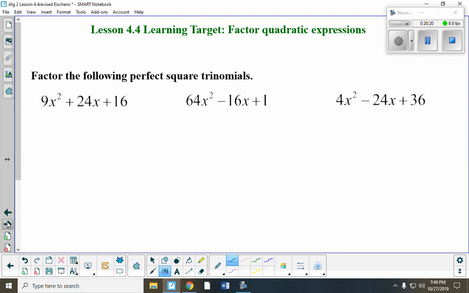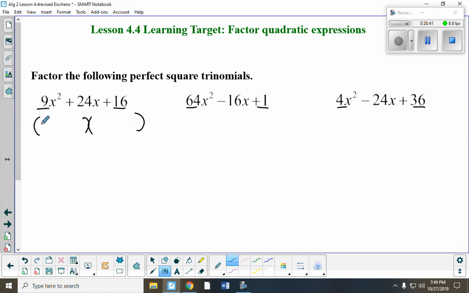Now, in these problems, these are called perfect square trinomials because if you look at the first term and the last term, they are perfect square numbers. Look here, first term and last term, perfect squares. These are really nice to factor if you recognize that the first and last term are perfect squares.